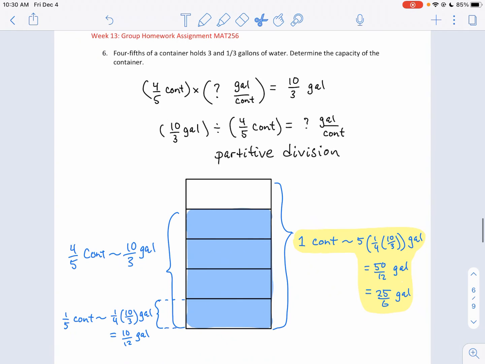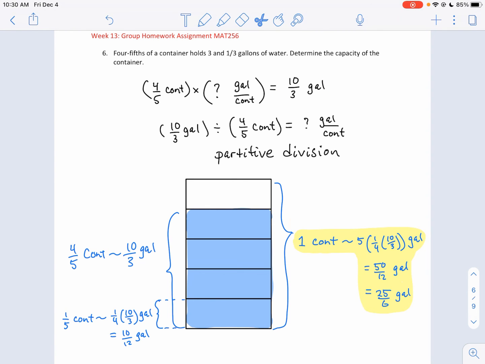Number 6, 4/5 of a container holds 3 1/3 gallons of water. Determine the capacity of the container. The capacity of the container is how many gallons it can hold per container. That is the multiplicand. That's what we're looking for, how many gallons per container. And we know that we have 4/5 containers and we have 10/3 gallons. That corresponds to 4/5 containers.